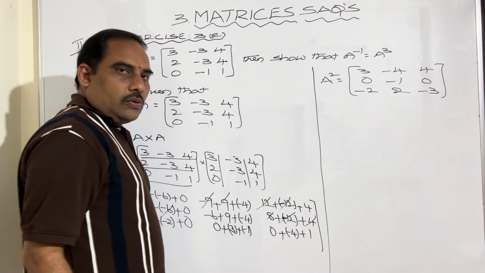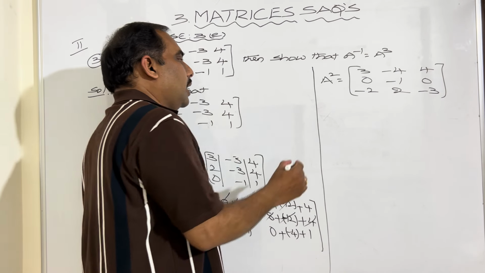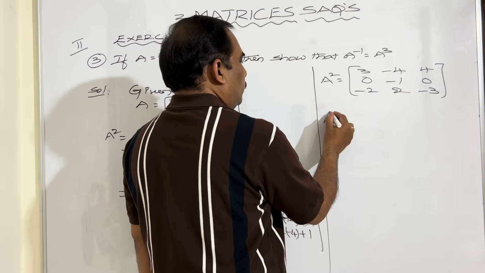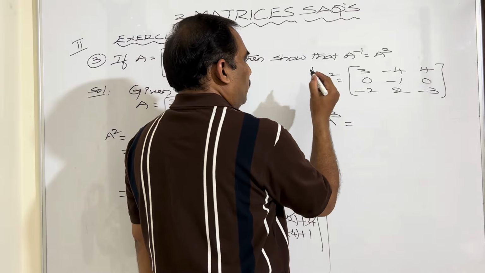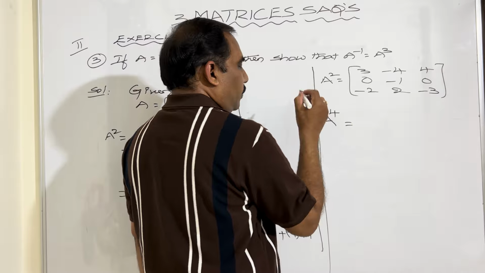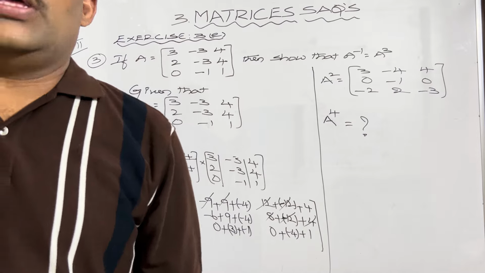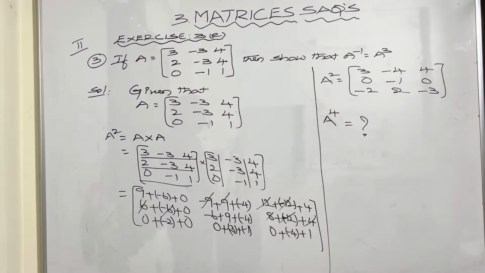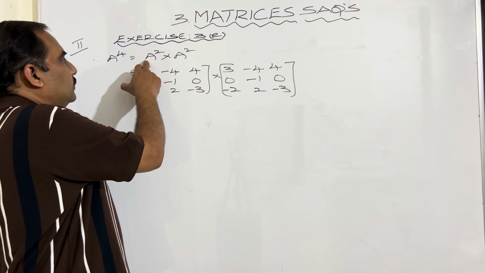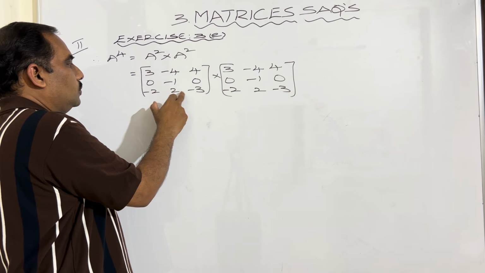So we have simplified A square. What we have to show is that A inverse is equal to A cube, but here we have A square. Now, to find A cube, what I am doing is finding A power 4 first. As per that, we get A cube also. Find A power 4 here. A square we already have: [3, -4, 4; 0, -1, 0; -2, 2, -3].